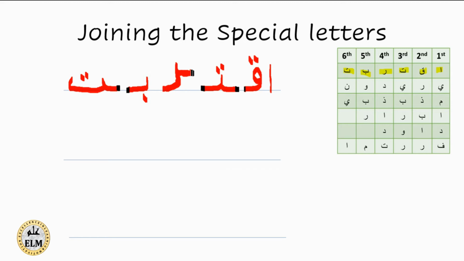So what we need to do now, we need to bring them in one line. See, this one is not in line, so we can either take all of them up or just bring the ra down. So just bring the ra down, it's much easier. Let's copy this. You will see what I mean. This is alif, and then qaf, and then joining point of ta.